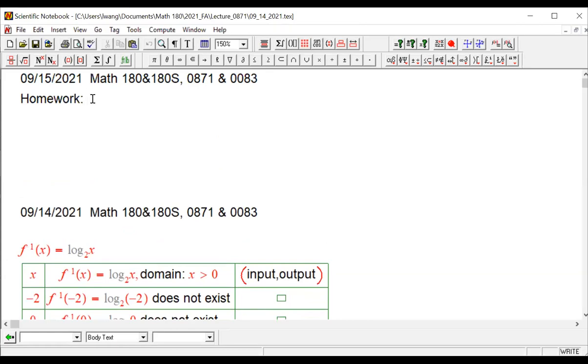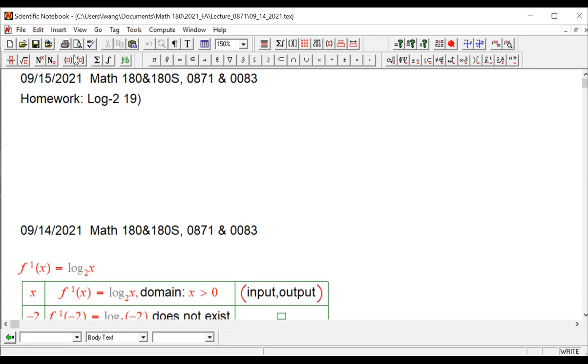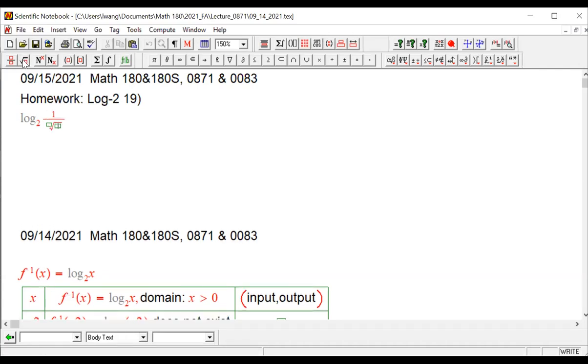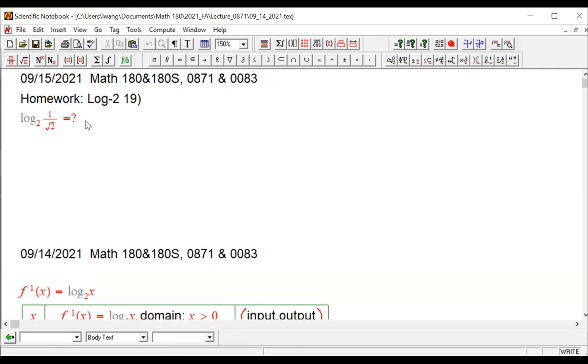Okay. This is log 2, number 19. And number 19 goes like this. Log base 2 of 1 over root 2. We want to know what's the answer. Yeah? What's the answer?